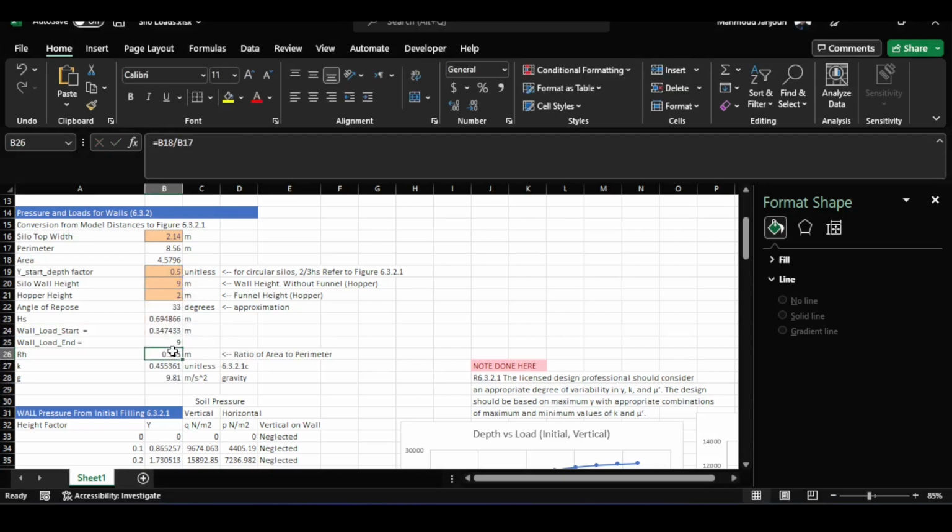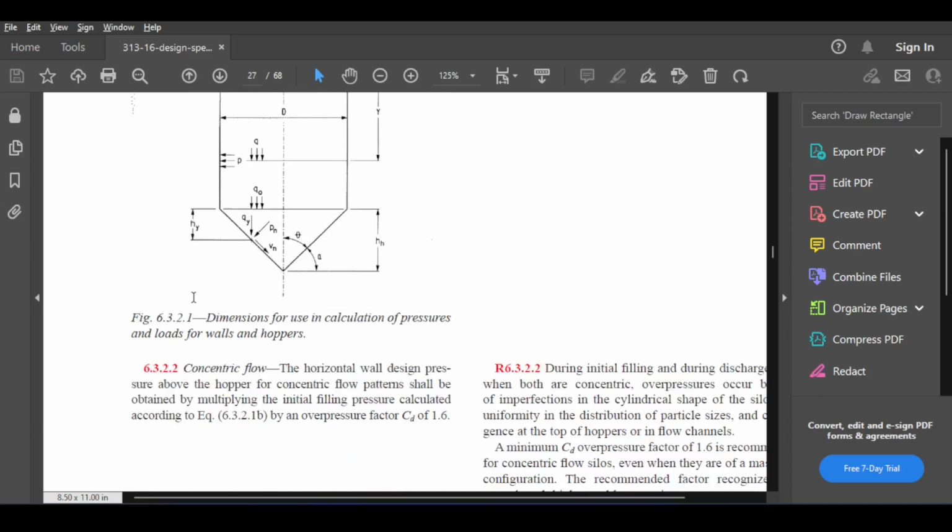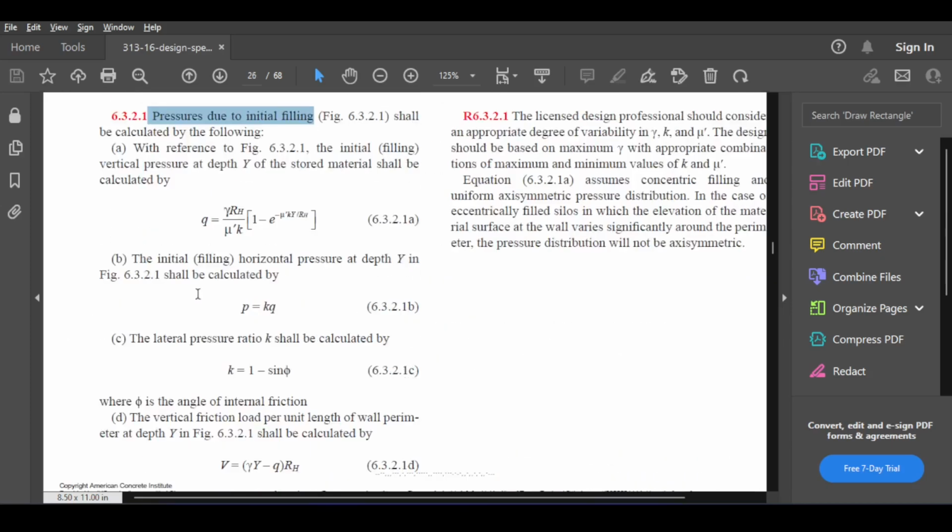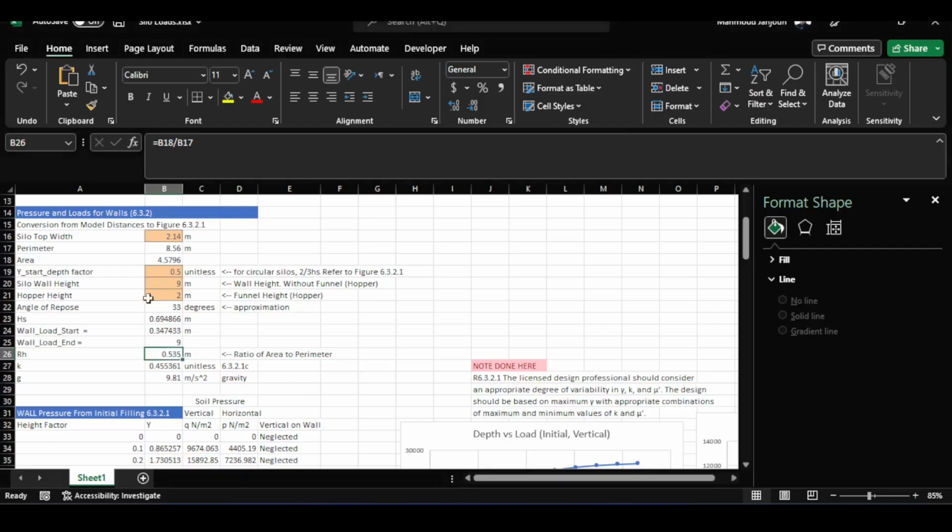That's a no-brainer. RH is the ratio of the area to the perimeter, basically the ratio between what affects the gravitational loads versus what tries to help, which is the friction perimeter. And you can see that this is being used in equation 6.3.2.1, where you have RH. This is the RH we're talking about. So I calculated it on the side to kind of make sense of it.